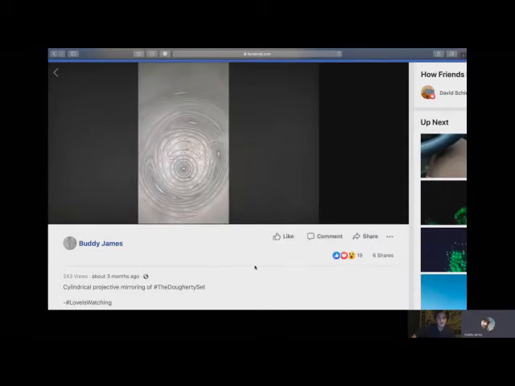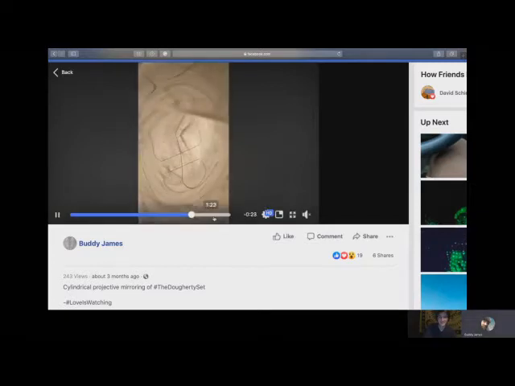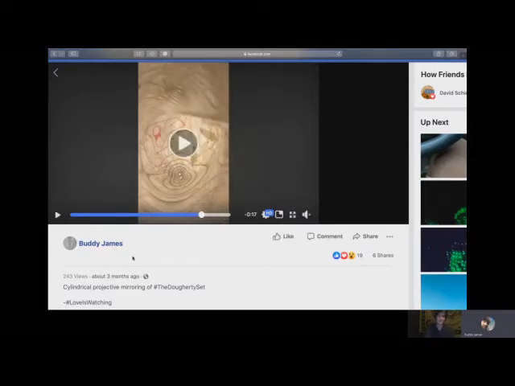Oh, I forgot I even posted that one. That was wild. Yeah, that was trippy. Looks crazy. Well, that's looking down a cylinder.